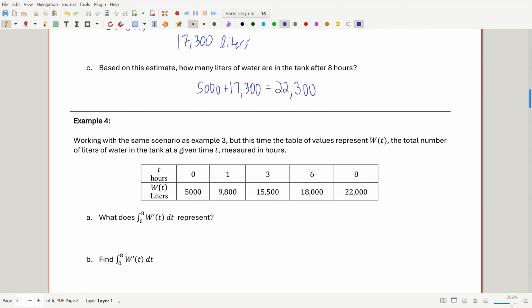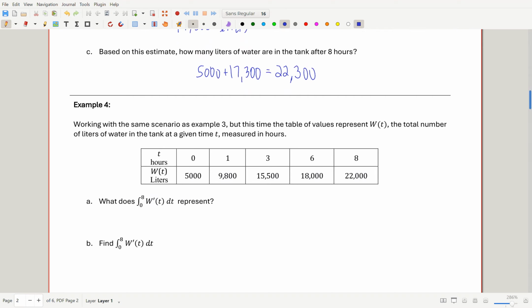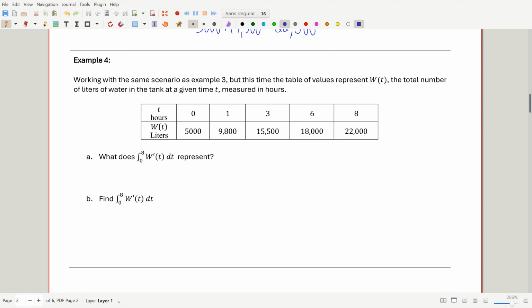Same scenario as example 3, but this time we're naming the function which is how much water is in the tank. So now the values in our table are how much water is in our tank. What does the integral from 0 to 8 of w prime represent? Not that we have w prime, but what is it?